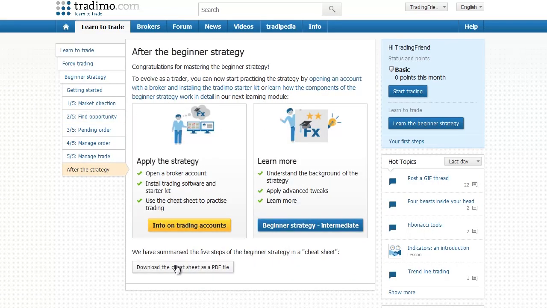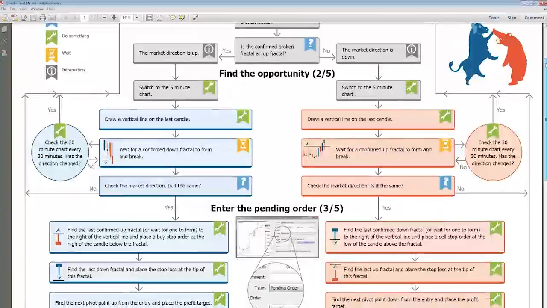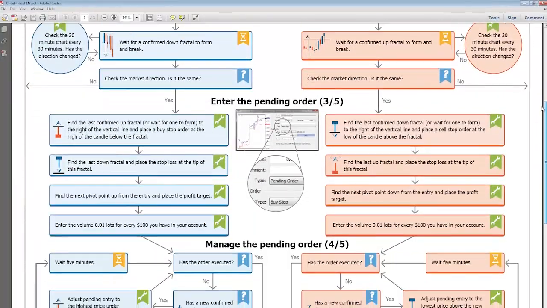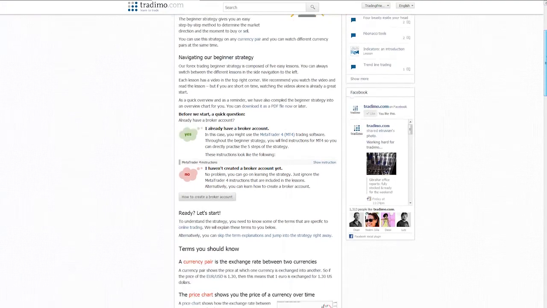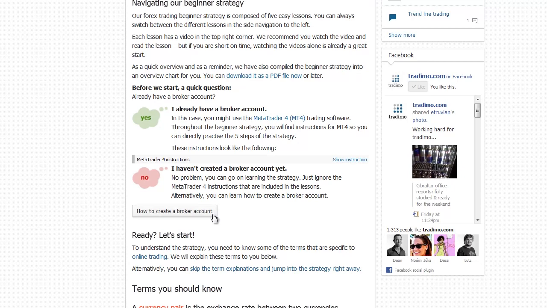As a quick overview and as a reminder, we have also compiled the beginner strategy into an overview chart for you. You can download it as a PDF file now or later. If you already have a trading account with a broker, we include instructions on how to use MetaTrader 4, MT4, a very popular trading software, at the times when you will need to do something. If you do not have a trading account yet, you can ignore these boxes and first understand the strategy on a theoretical level, or create a broker account first.